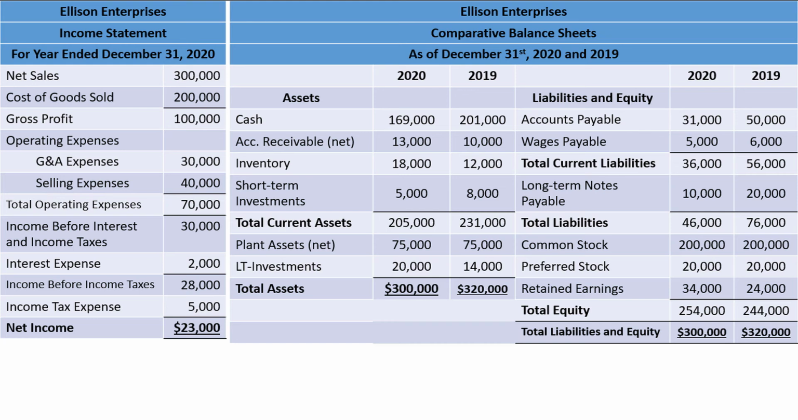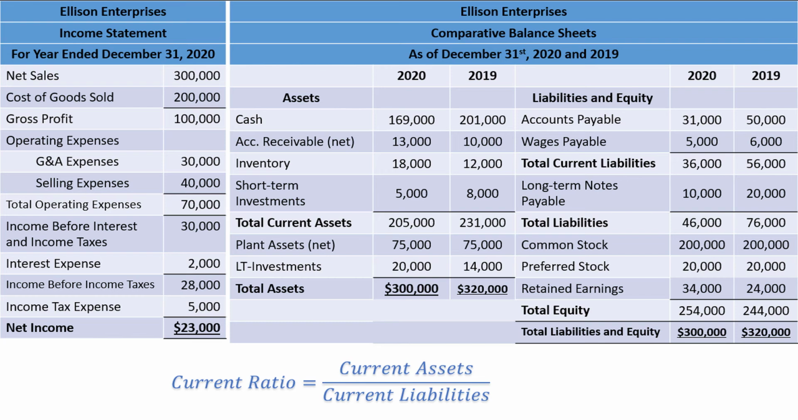We begin with the liquidity ratios. First, we have the current ratio, which is found by taking the current assets and dividing by the current liabilities. We have 205,000 divided by 36,000, which equals 5.69 when rounded to 2 decimals. I will be rounding all ratios to 2 decimals or to the whole percent, unless otherwise specified.